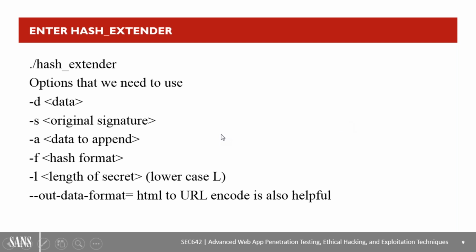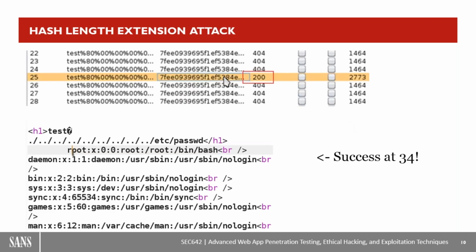So this is our syntax for hash extender. I did hash extender for every value between 10 and 40. I ran it through the tool called Intruder. And Intruder, doing both the file name and the hash value, came back and at round 25 gave me a 200 OK. For every other insertion, it gave me a 404 with a size of 1464 bytes. At number 25, it gave me 200 OK at 2,773 bytes.